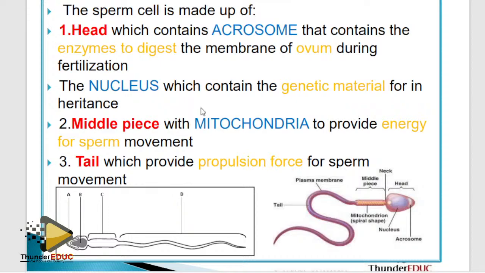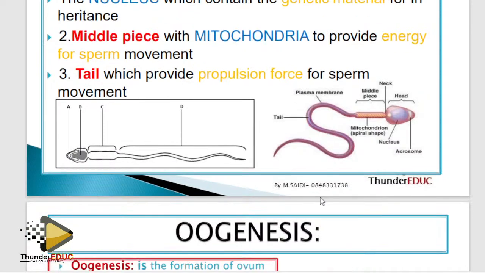So where are students making mistakes? Here, they call this the acrosome. When they ask you the functions, you tell me that the acrosome contains enzymes which digest the membrane of the ovum during fertilization. The acrosome does not digest the membrane of the ovum, but the acrosome contains, listen carefully, it contains enzymes which digest. Because many students say that the acrosome digests the membrane of the ovum. No, you'll get a 0.